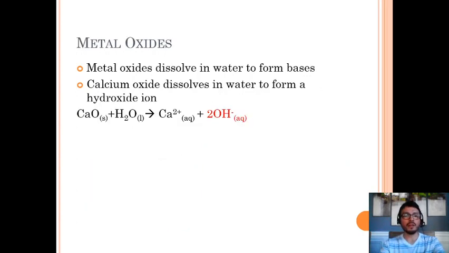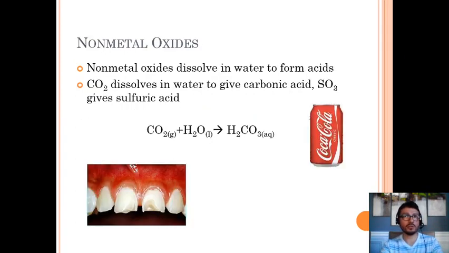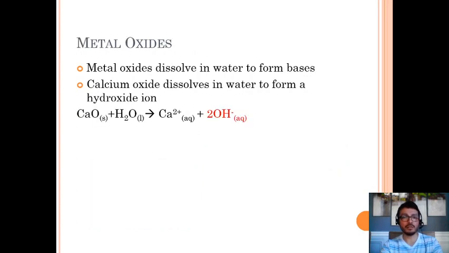Okay. Now the opposite happens with metal oxides. If you remember that CO2 creates an acid in water, carbonic acid, then the opposite takes place for metal oxides. A metal oxide, when dissolved in water, forms bases. A good example is calcium oxide.